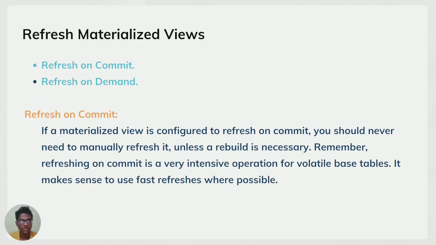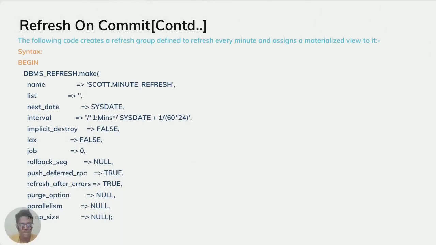Refresh: there are two types of refresh, refresh on commit and refresh on demand. Let us discuss these two refreshes in depth. Refresh on commit: if a materialized view is configured to refresh on commit, you should never need to manually refresh it unless a rebuild is necessary. Remember, refreshing on commit is a very intensive operation for volatile tables. It makes sense to use fast refreshes where possible. This is the basic syntax for refresh on commit.